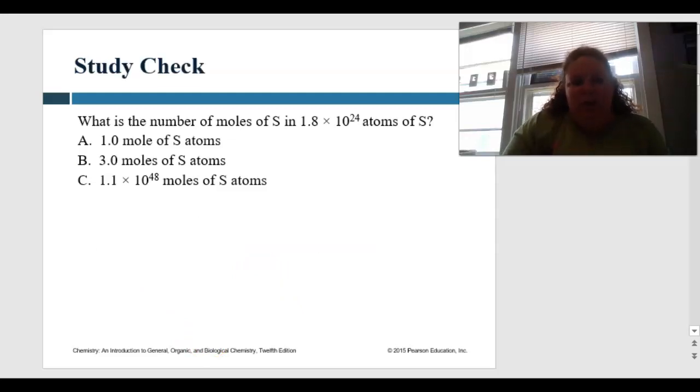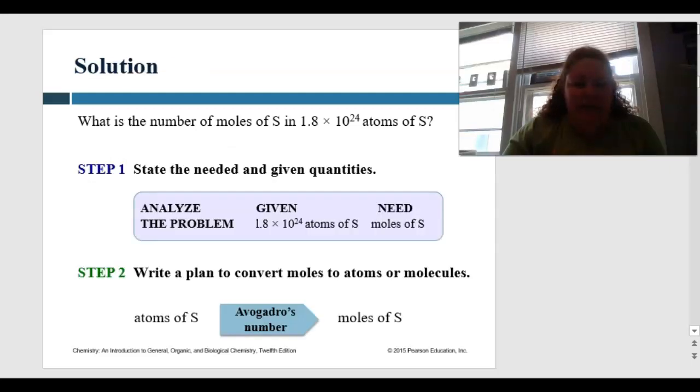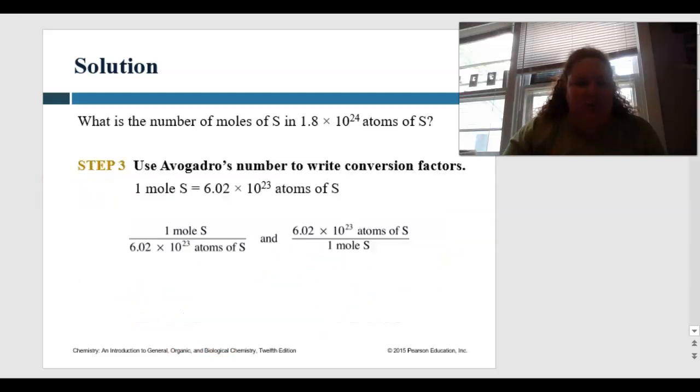So let's do another one. What is the number of moles of S in 1.8 times 10 to the 24 atoms of S? Pause me and let's come back. So again, we're going to analyze what was given and what was needed, and then figure out that we're going to convert moles to atoms or molecules. Okay, so we have atoms, and we're going to use Avogadro's number to go to moles.